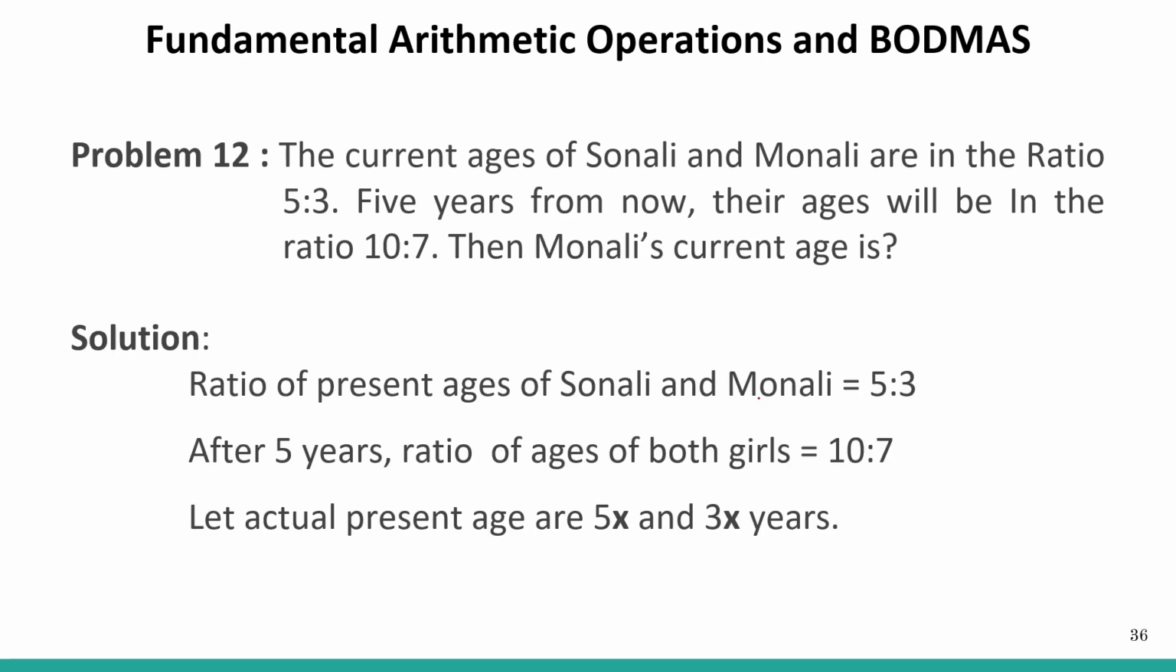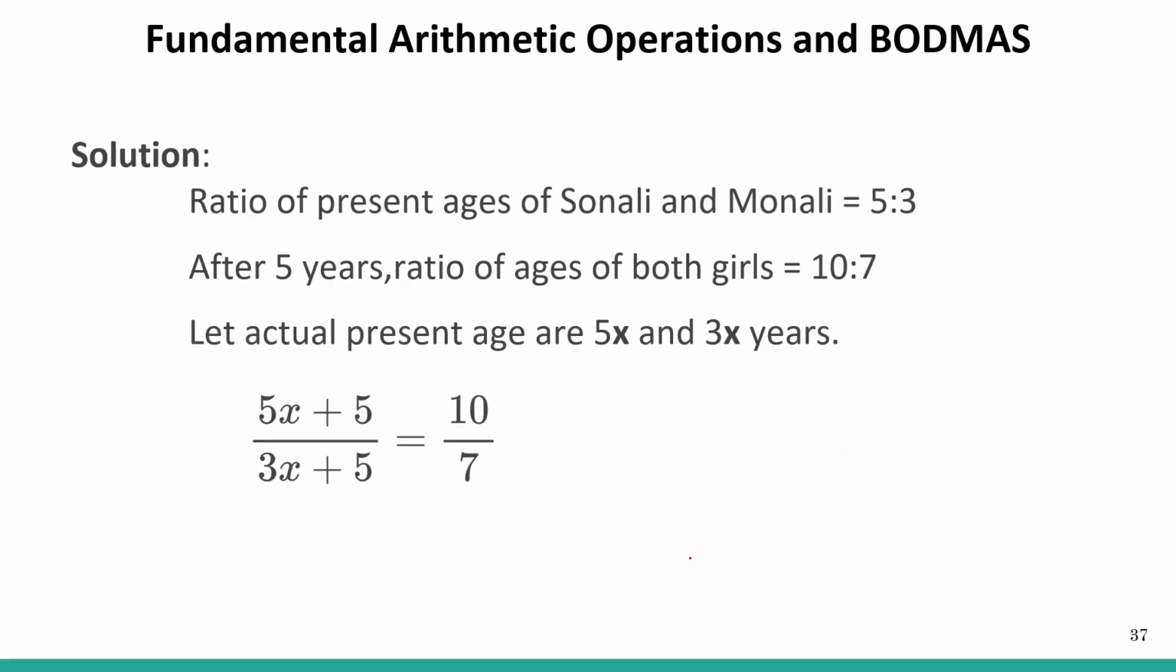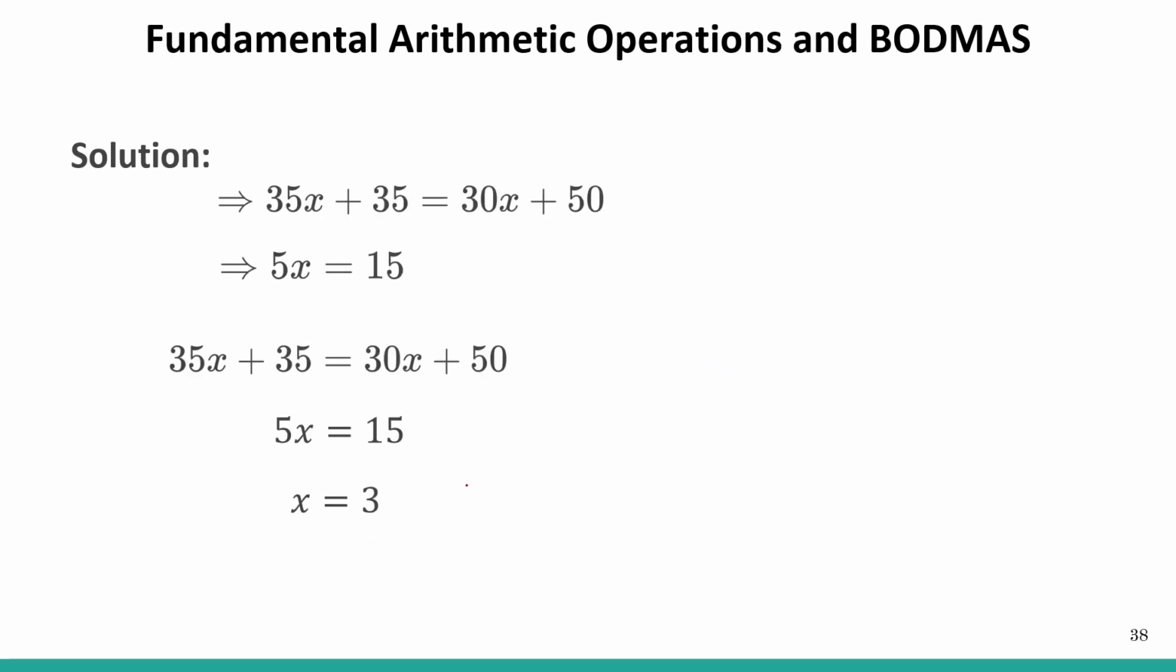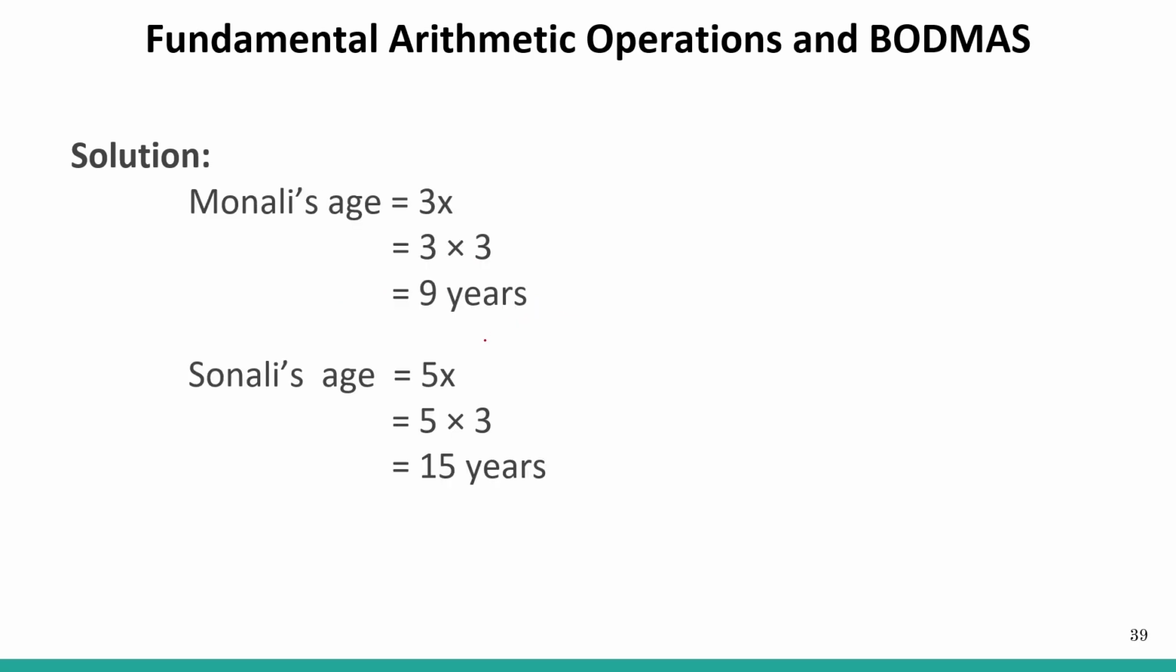So the ratio of present age of Sonali and Monali is 5:3. And after 5 years, the ratio of ages of both girls will be 10:7. So the actual present ages are 5x and 3x by assumption. So after 5 years, the ratio of ages of both girls will be 10:7, and this will be represented by this algebraic equation. So solving this, what we get is 5x is equal to 15. This implies that x is equal to 3, right? So Monali's age will be 9 and Sonali's age will be 15 years.